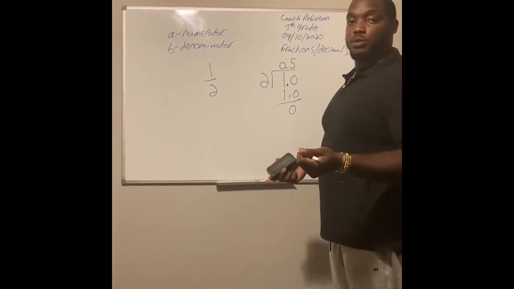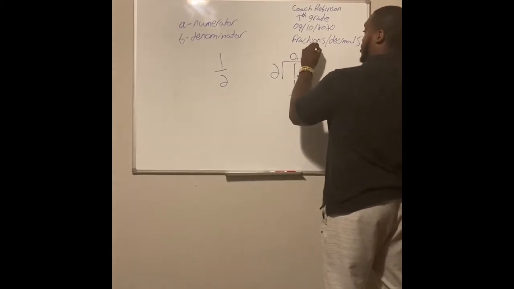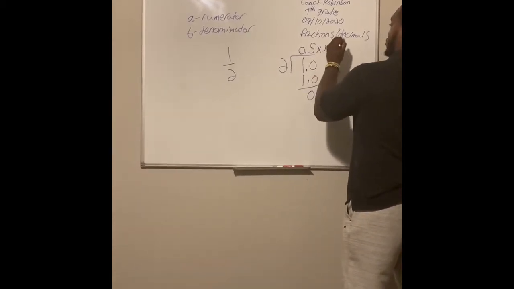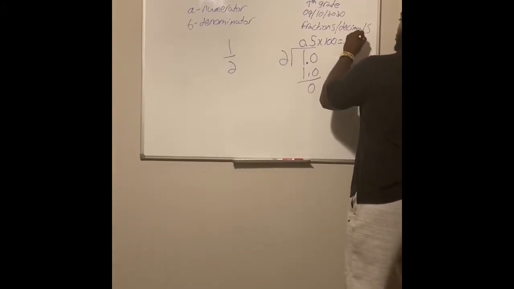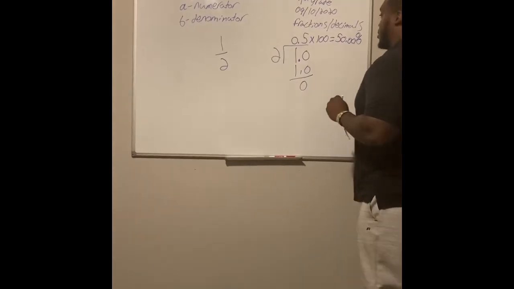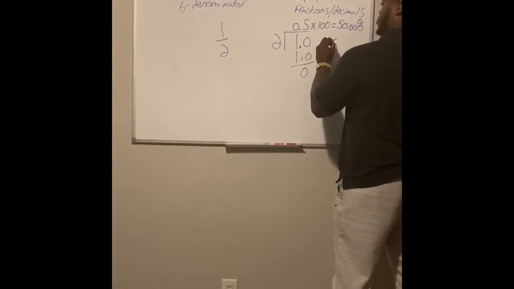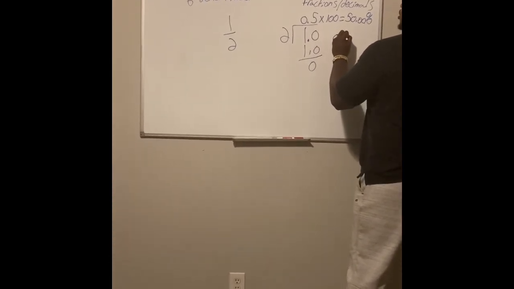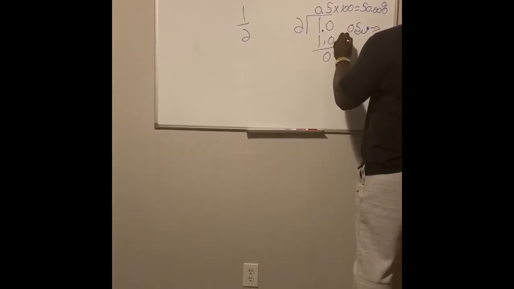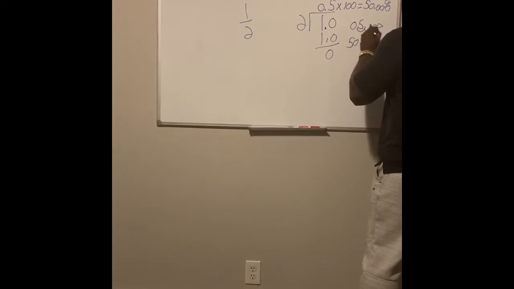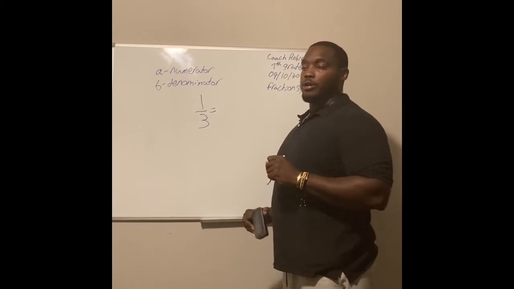So there are 2 ways you can do it. You could either times this by 100, and that'll give you 50.00%, or you could just simply take the 0.5 and move the decimal 2 spaces over, 1, 2, and add a zero here, and then your new number would be 50.00. Okay? Okay, so now we'll do another example with 1/3.